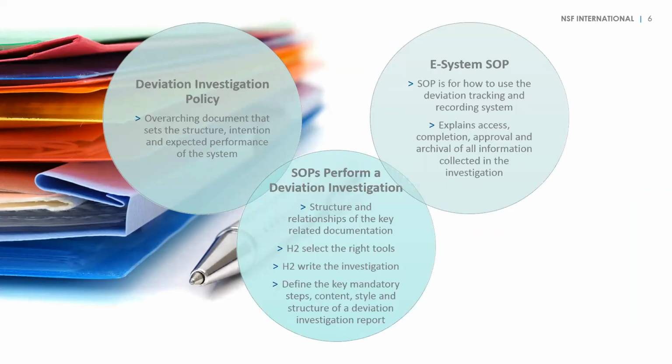Now, at the highest level, you're going to need your policy that details what the structure is and the intent of the system. You're going to have some sort of procedure that covers how you use your electronic system. And you're going to have procedures that cover what kind of tools you've got available, how you choose those, and then how you write your investigation, because we want to be very clear on the key steps for content, style, and structure.